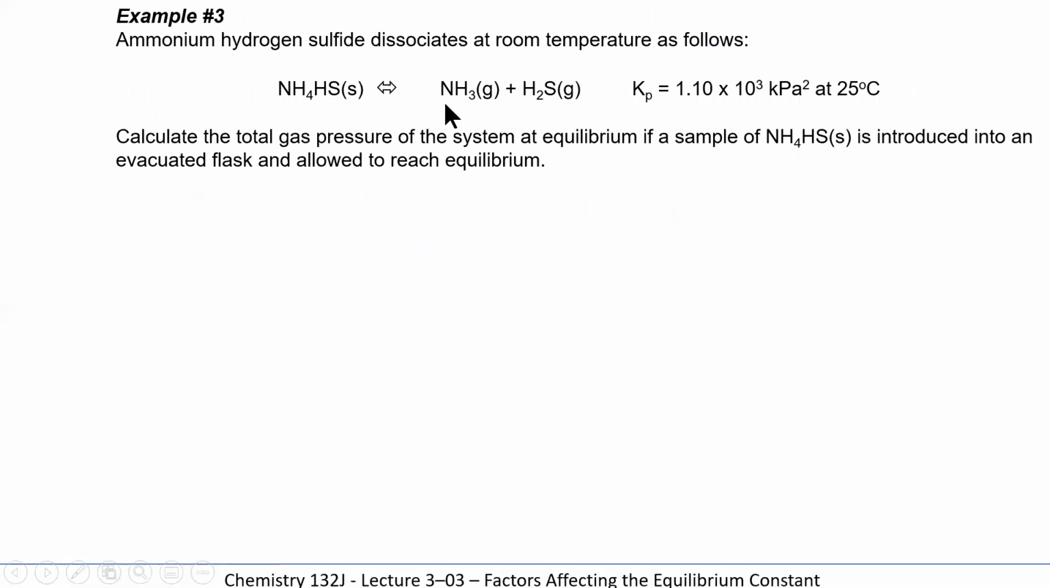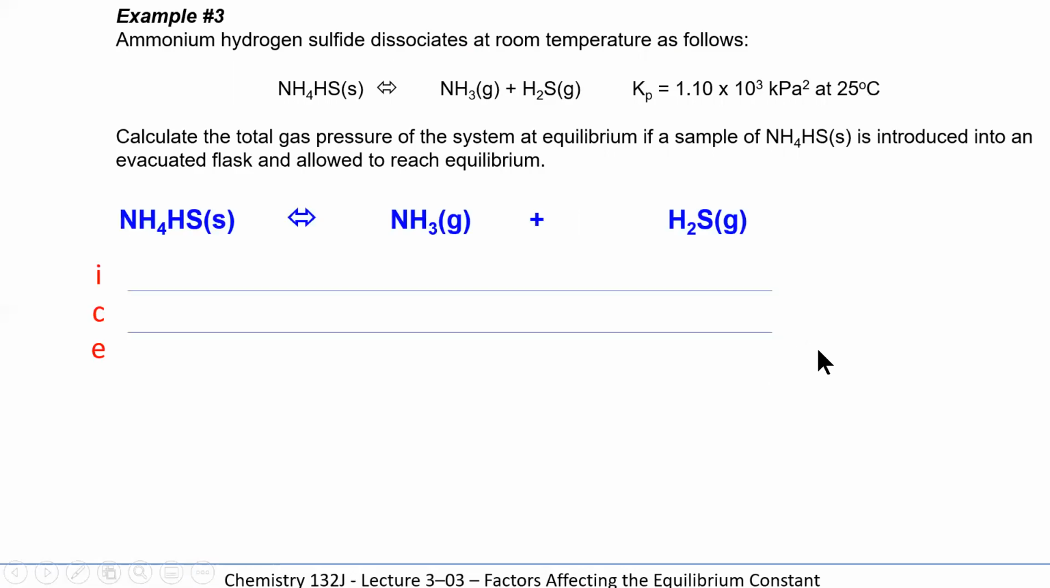Now, third example, we have an equilibrium of ammonium hydrogen sulfide in equilibrium with ammonia and hydrogen sulfide. We're told the Kp value at 25 degrees Celsius, and we're asked to calculate the total gas pressure of the system at equilibrium if a sample of ammonium hydrogen sulfide is introduced into an evacuated flask and allowed to reach equilibrium.